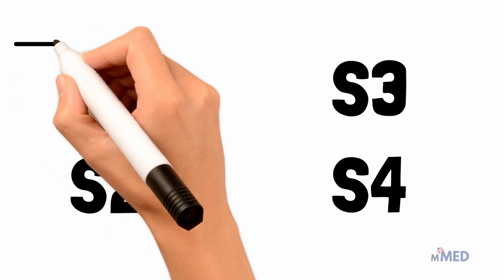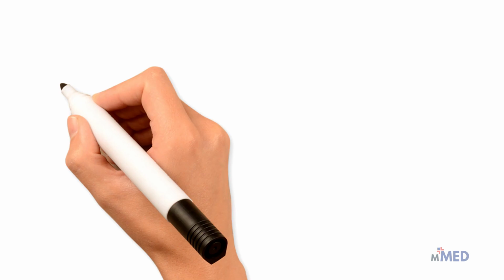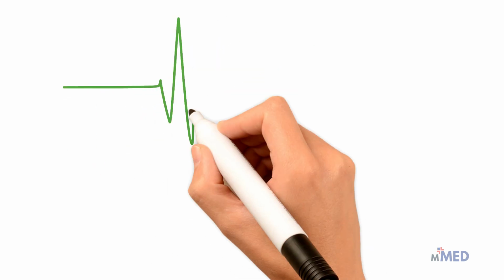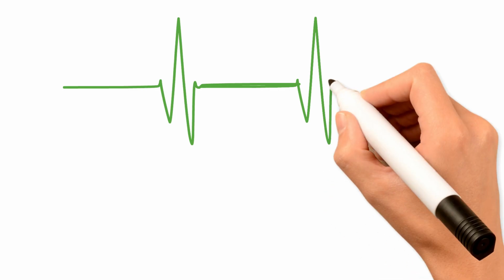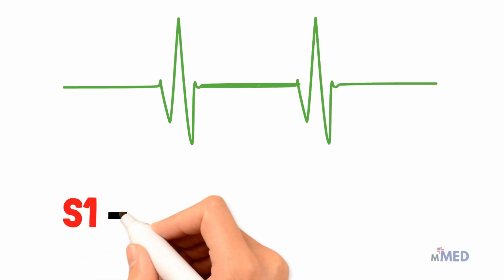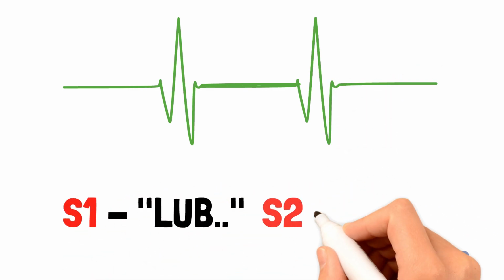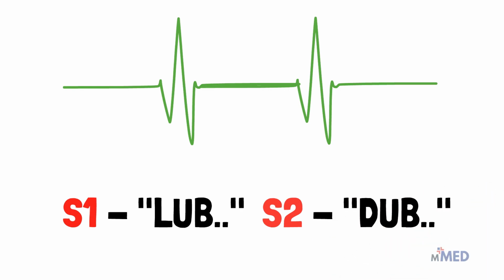Before we get into the pathological sounds, we need to learn the basics of normal heart sounds. You have certainly heard the normal heart sounds illustrated like this. Physiologists refer to these sounds as S1, lub, and S2, dub. Both of these sounds are caused by the closing of the heart valves. Let's start, of course, with S1.